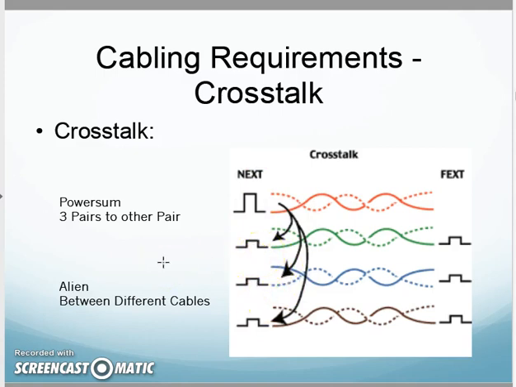The other one that can occur is alien, where I actually have it between different cables. So this whole cable here is their signal jumping from this whole cable, all these wire pairs, to another adjacent cable. So we're not talking wire pairs anymore, we're talking the entire cable. They call that alien crosstalk.